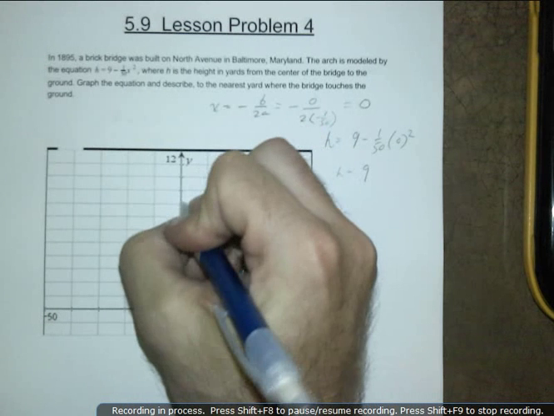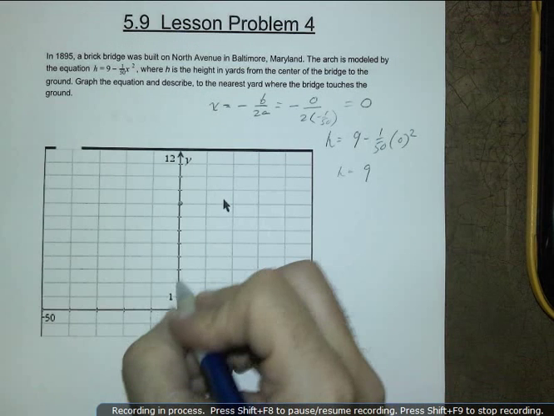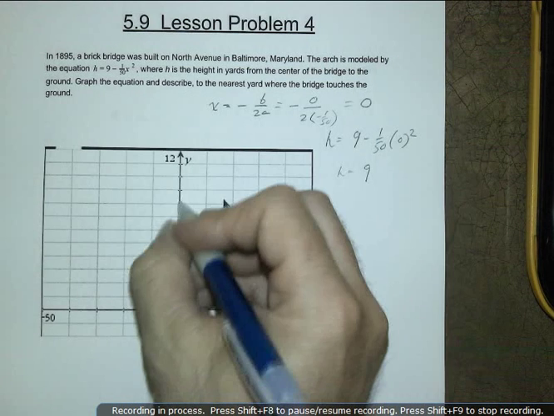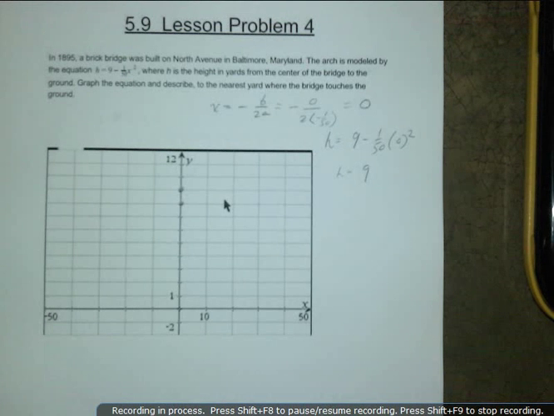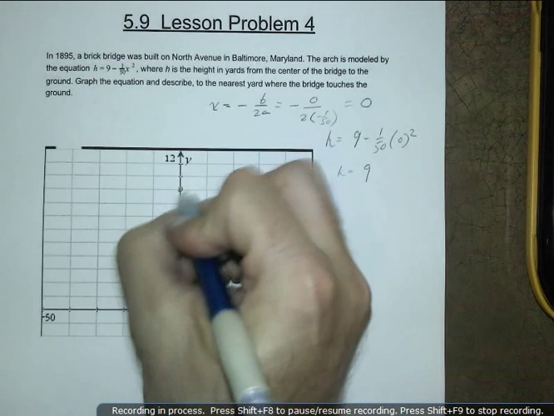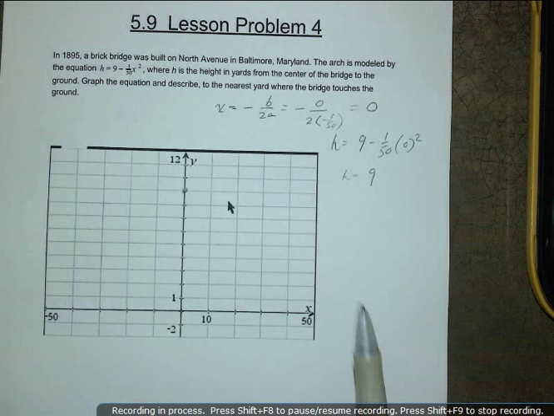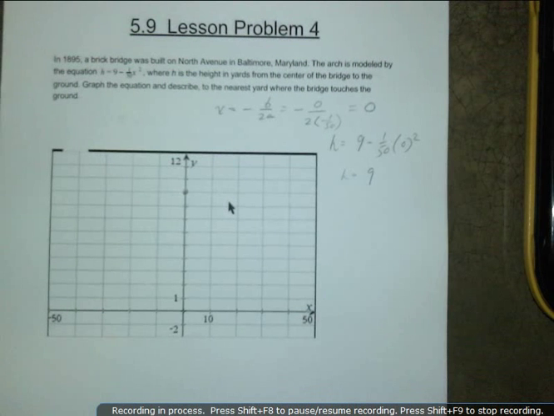So that means 1, 2, 3, 4, 5, 6, 7, 8. 9's right here. This is why we do everything in pencil with the eraser. So, the vertex is 9. So that means the height is 9 yards off the ground, about 27 feet.